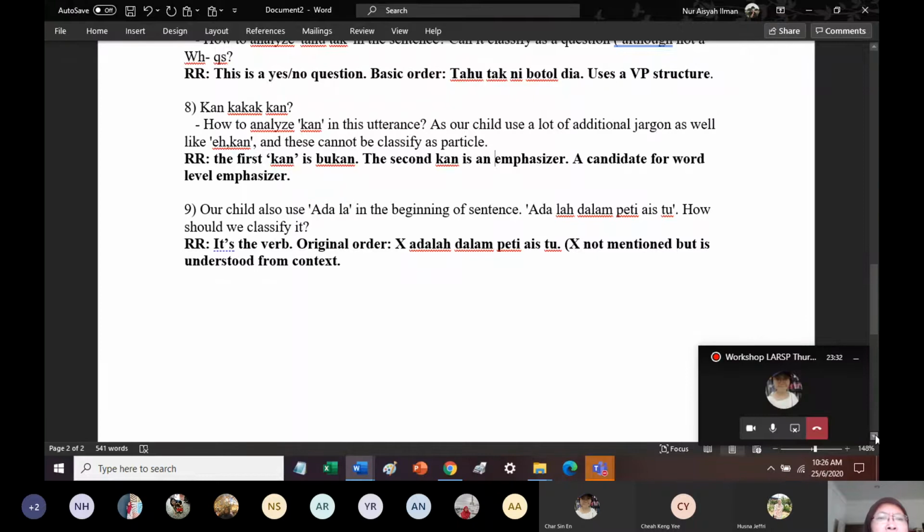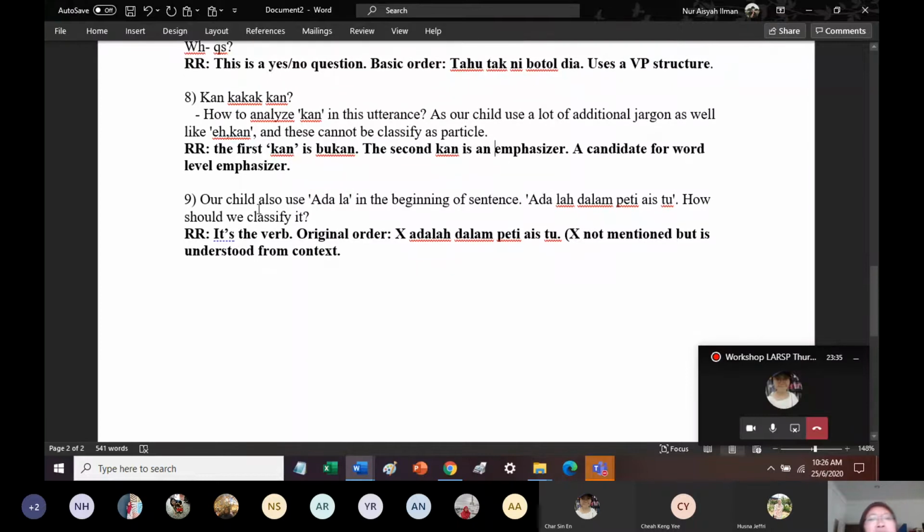Okay. And then our child also use adalah in the beginning of the sentence. Contohnya, adalah dalam peti ais tu. How should we classify it? So it's the verb. Adalah is a verb. Tapi bukanlah activity verb. It's actually existential verb. Adalah, an existential verb. Ada, wujud.